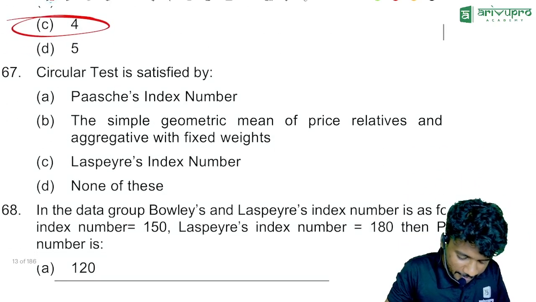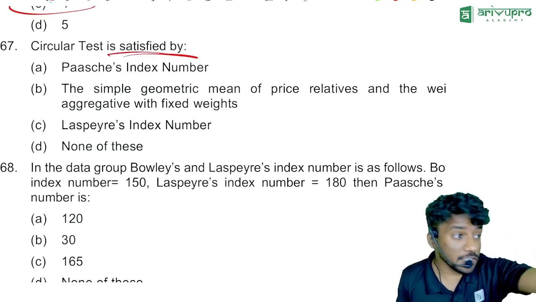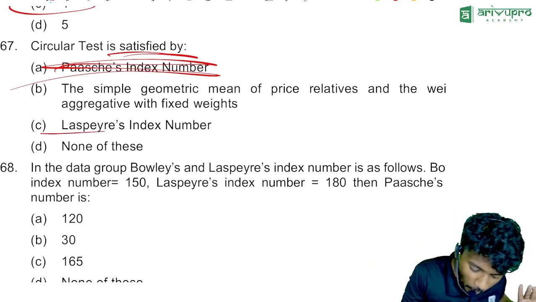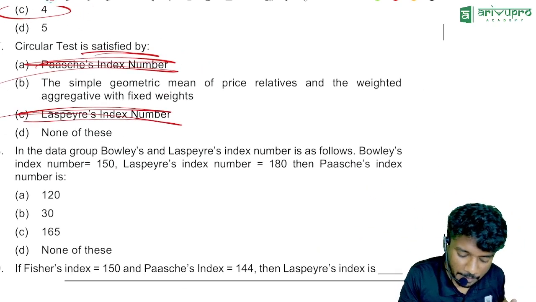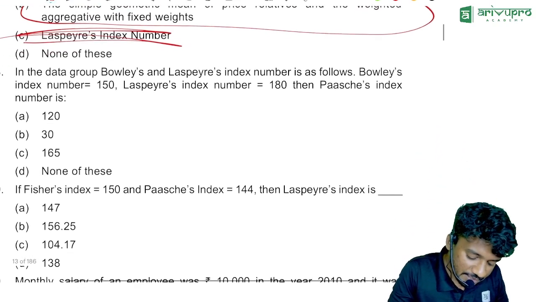Yes. Option B. Circular test is satisfied by. Paasche, does it satisfy? No. Laspeyres, does it satisfy? No. Then answer is simply aggregative mean of price relatives and weighted aggregative with fixed weights.